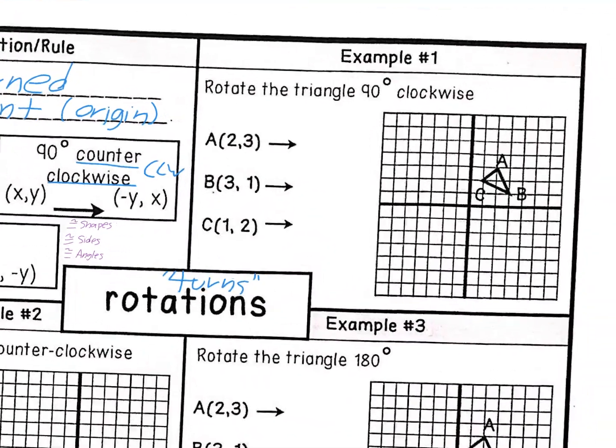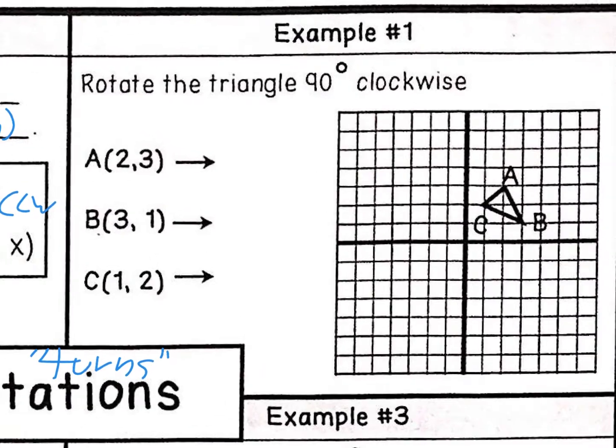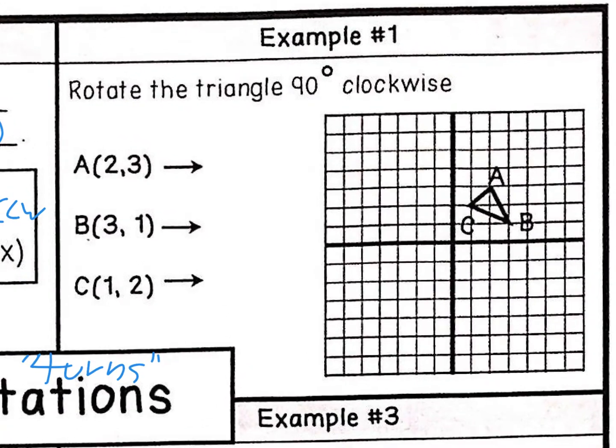All right, let's take a look at some examples. We want to rotate this triangle 90 degrees clockwise. We're going to take our x and our y, and to rotate them 90 degrees clockwise, we're going to turn them into y comma negative x, such that our A, B, and C will go to, let's see, A will go from (2, 3) to (3, -2).